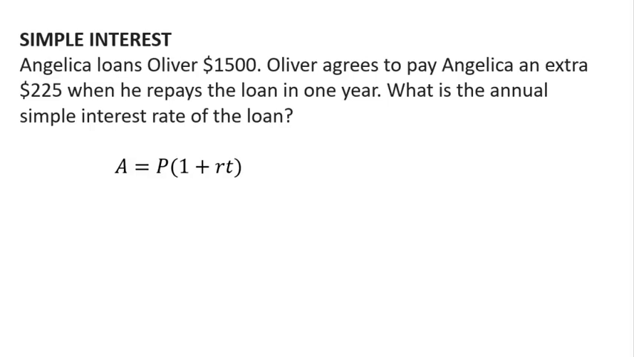So we're going to think about what he owes as that amount at the end. So at the end, he's going to owe the $1,500 plus the interest that he's paying back. So plus that $225, and that gives us 1725. And so just like how I said that interest is A minus P, well, that means that P plus the interest is going to give us A.